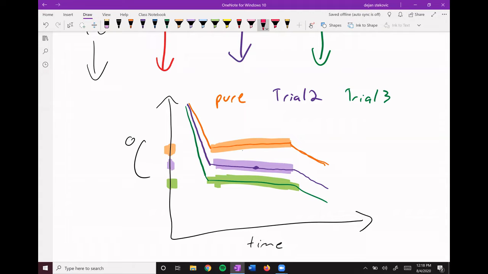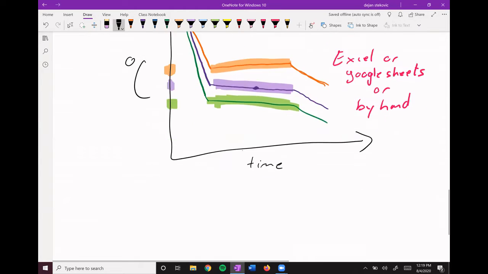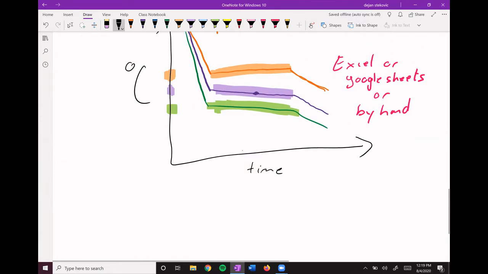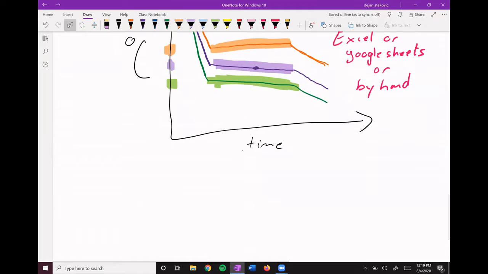And I would recommend graphing this in some kind of computer program, perhaps Excel or Google Sheets, that's free. Or if you really want, you can do it by hand. I would suggest using a computer. This is something that computers are good at, right? Tedious work and doing it quickly. So you want to graph those 3, extrapolate the data, and then find the molar mass of your unknown.